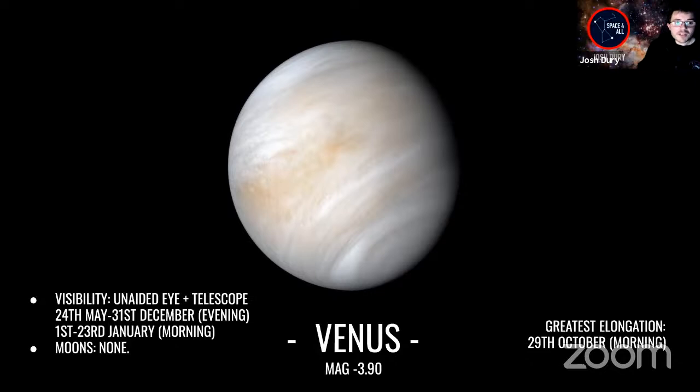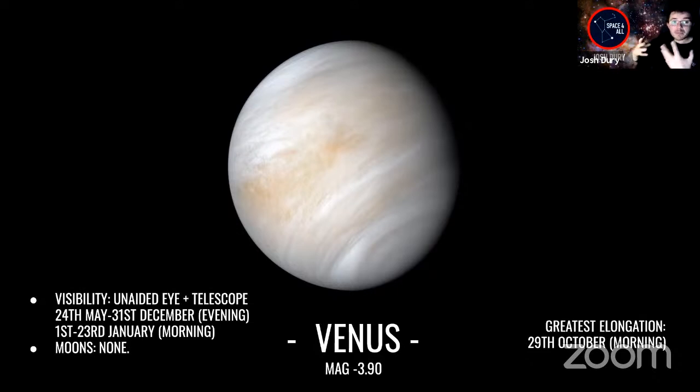Again, just a couple of dates of when is a good time to observe this world. Between the 1st to the 23rd of January was a good time to see it in the morning skies, but realistically, because it will be close to the sun for a period of time, you want to be trying to look at around the 24th of May to the 31st of December, and this is when it will begin to appear in the evening sky.